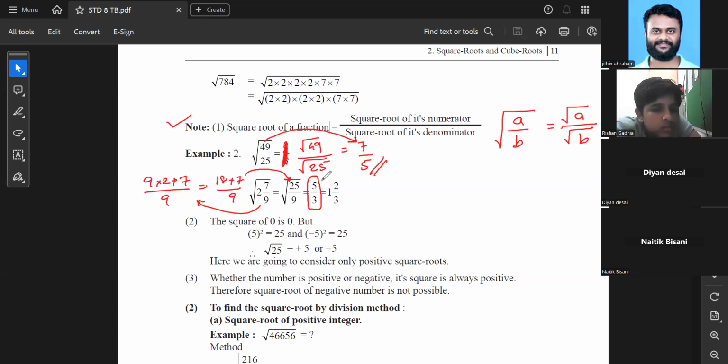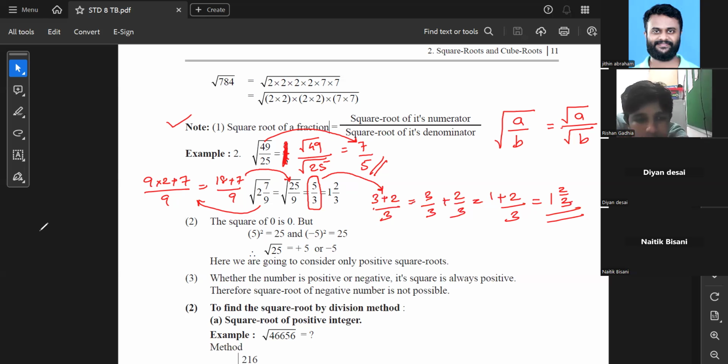Yes, you can express this into a mixed fraction format also. I am sure you might be knowing, but still for those who don't know, I'm just going to explain it once. So 5 can be broken into two numbers, that is 3 plus 2, upon 3. Then this can be written as 3 upon 3 plus 2 upon 3. 3 upon 3 becomes 1. 1 plus 2 upon 3, that is nothing but 1 and 2 upon 3. So this is how you convert regular fraction into mixed fraction. So I'm just explaining everything once again, just in case if you don't know anything.